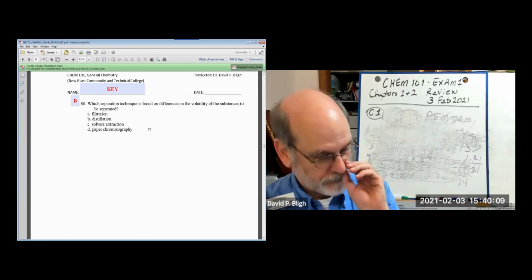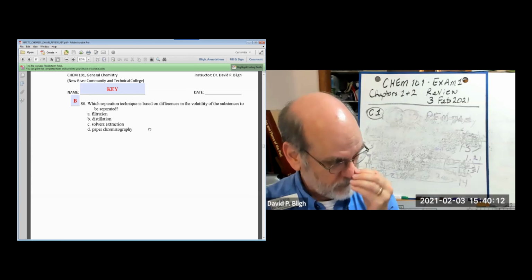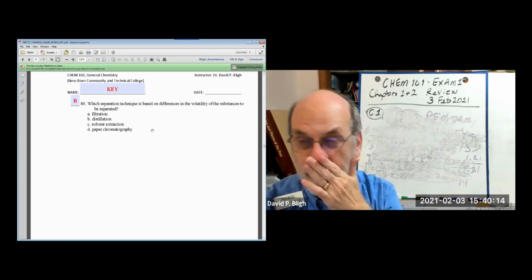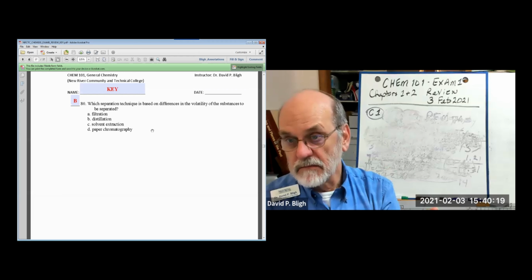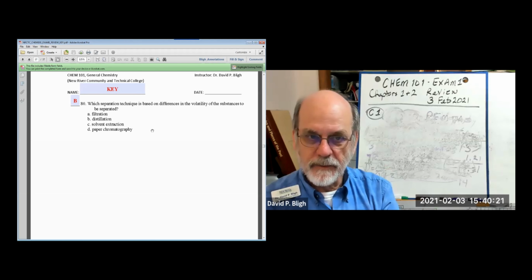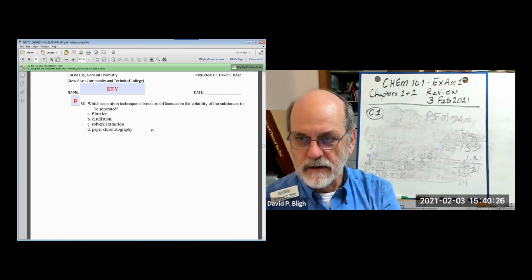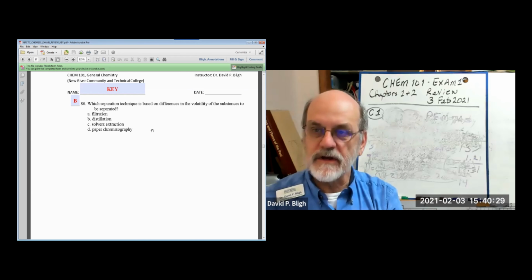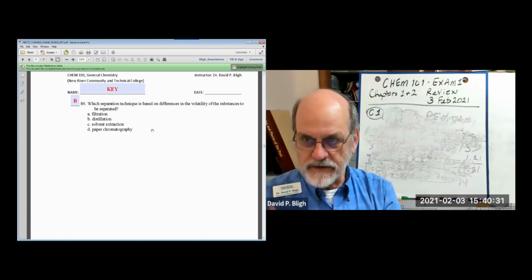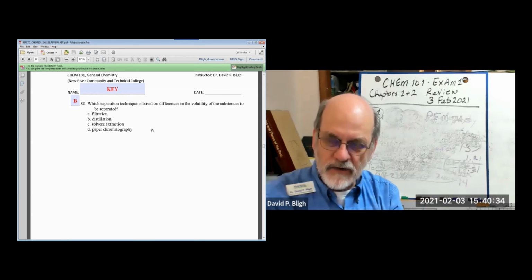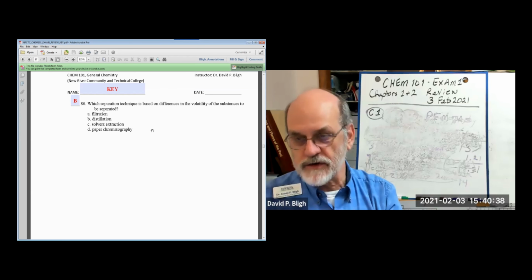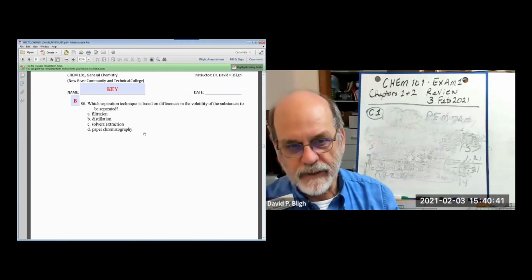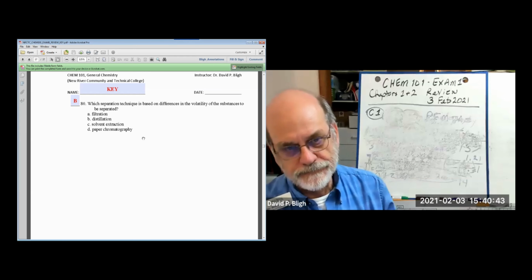Solvent extraction. Solvent extraction is where you take a substance. It could be a liquid mixture. It could be solids. And the solvent extraction says how soluble are the compounds in this matrix as the solvent. So you put the solvent in there, and it differentially prefers to extract one versus the other. Okay? I've used it on solids and liquids.